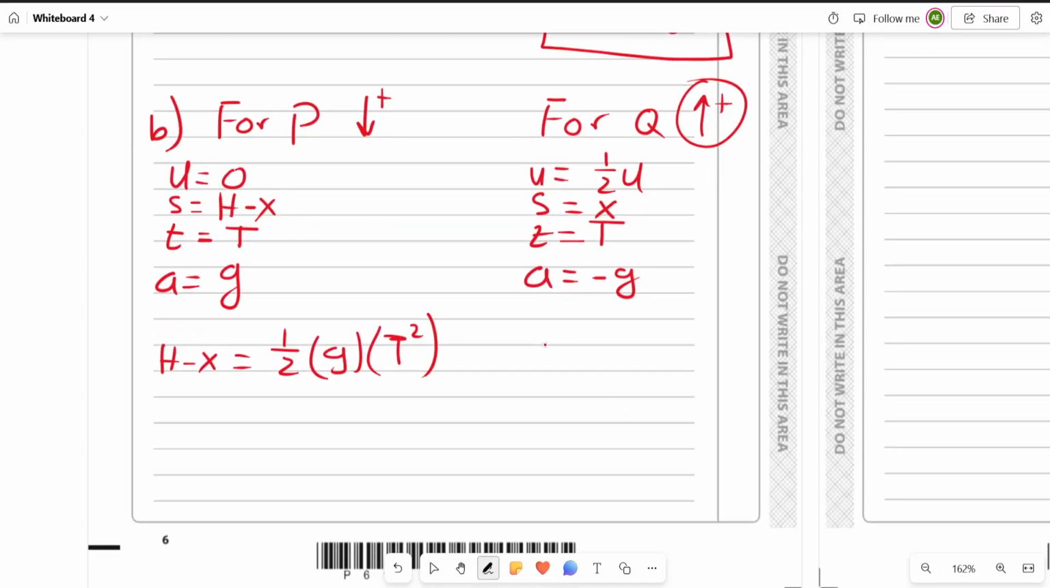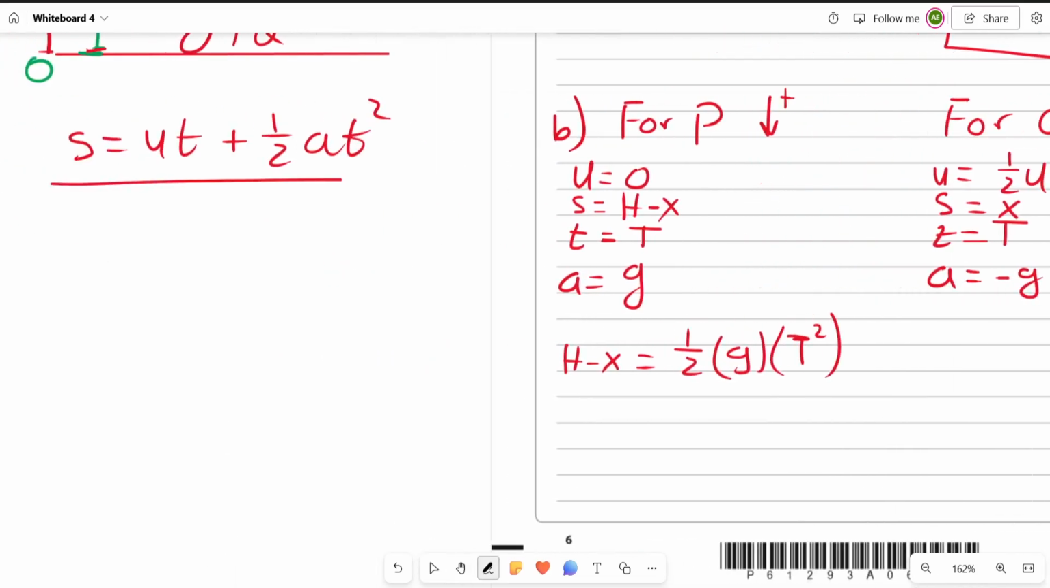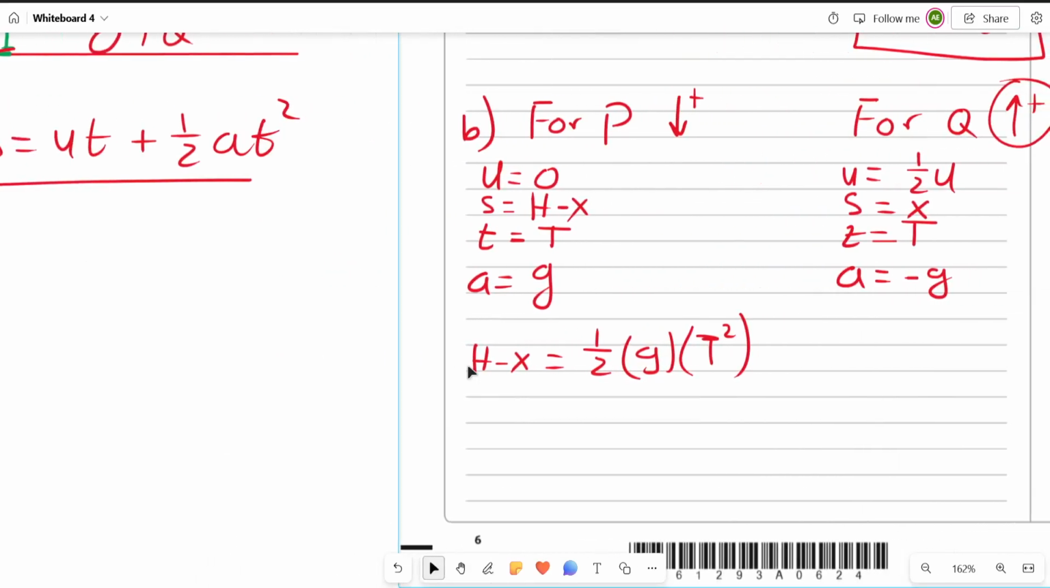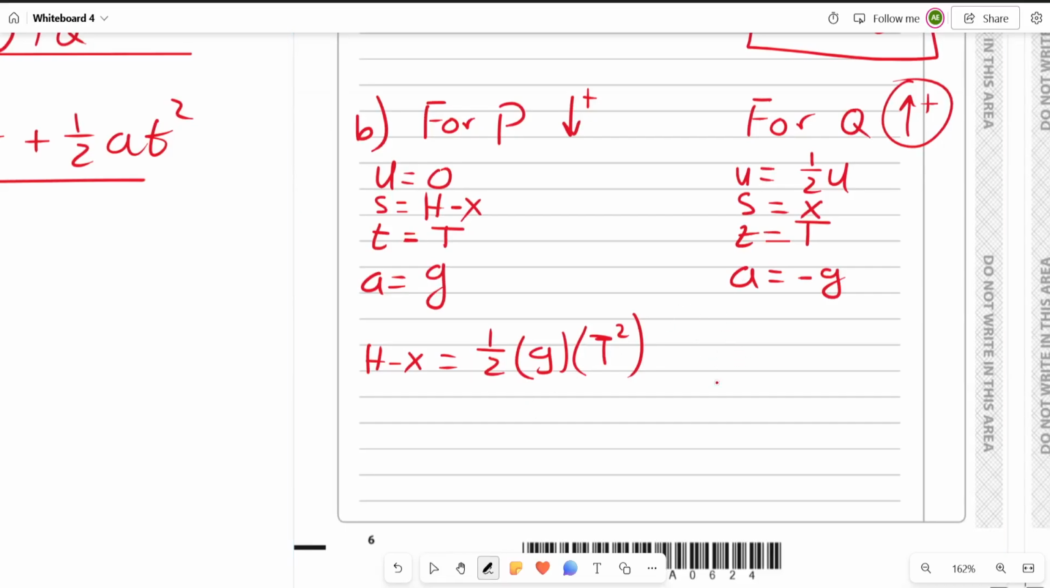Let's do the equation. Again, we didn't mention v, so we're going to use the same equation, s equals ut plus half at squared. So s, which is x, equals ut, where my u is half times capital U and my time is capital T, plus half times a, which is negative g, times capital T squared. So these are my two equations.